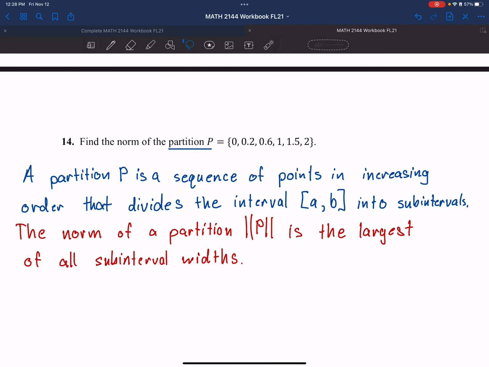So a partition P is a sequence of points in increasing order that divides the interval AB into subintervals. You see we have a partition up above. And then the norm of a partition is denoted by double vertical lines surrounding the partition, and it is the largest of all subinterval widths. We'll look at that visually down here below. Let me give everyone a moment to write that and process.